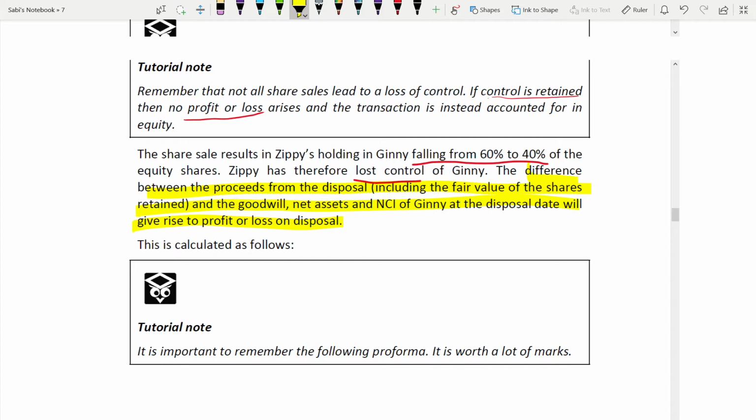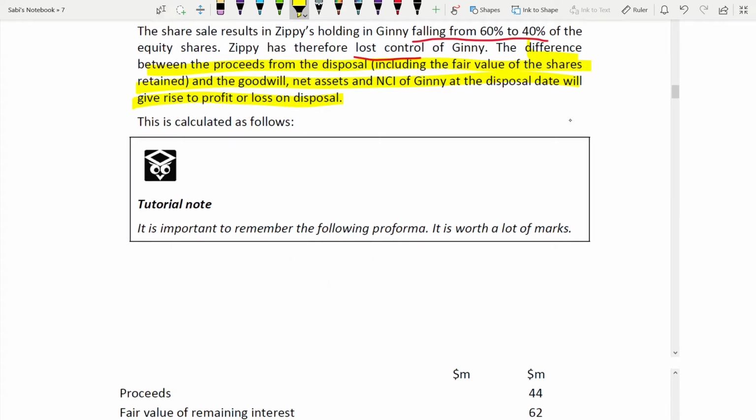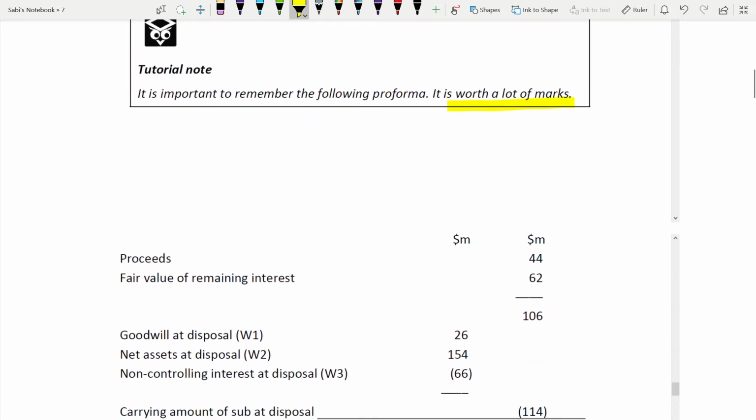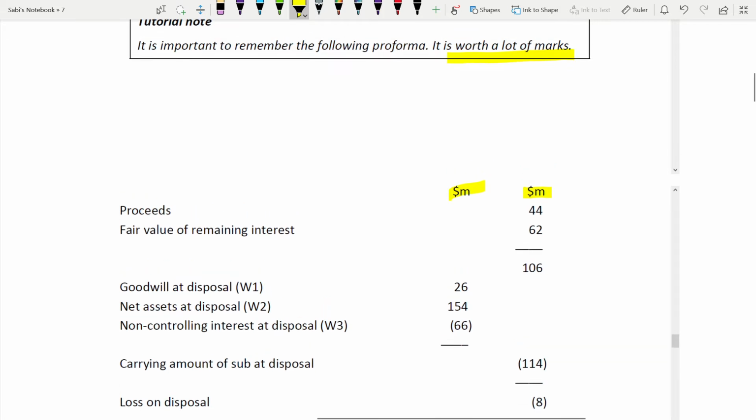This is calculated as follows. Okay. It is important to remember the following pro forma. It is worth a lot of marks. You see, worth a lot of marks means pro forma you have to remember. So this is the pro forma. Make two columns, okay, and write dollar millions. I just want to deal in single number or two-digit number, so I don't want to deal in 60. So you can write like this. Now starting with the proceeds. What is the proceeds? You are selling it for 44 million.